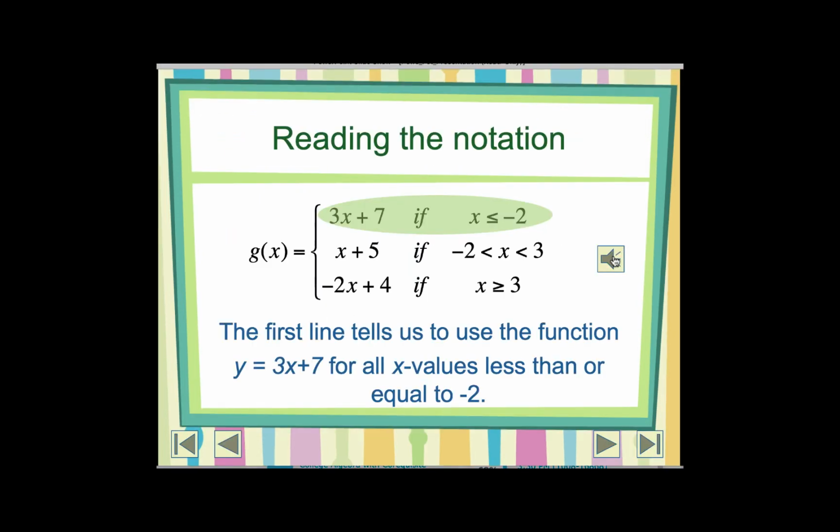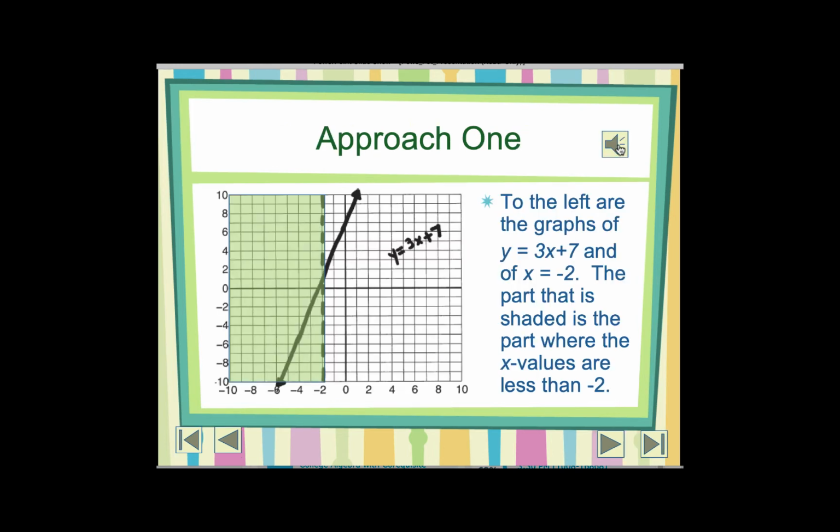So let's start with the first line. We see that for x values that are less than or equal to negative 2, we are supposed to use the line y equals 3x plus 7. So we graph the line of y equals 3x plus 7. It has a y-intercept at 7 and a slope of positive 3. That means that to find more points on the line, I go up 3, right 1.